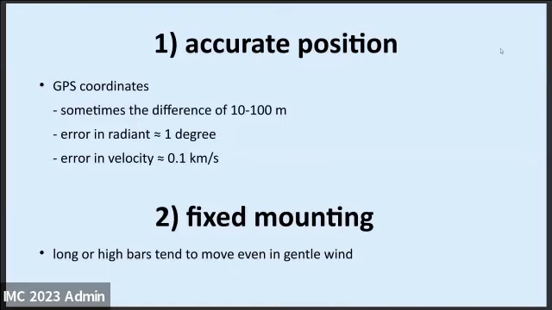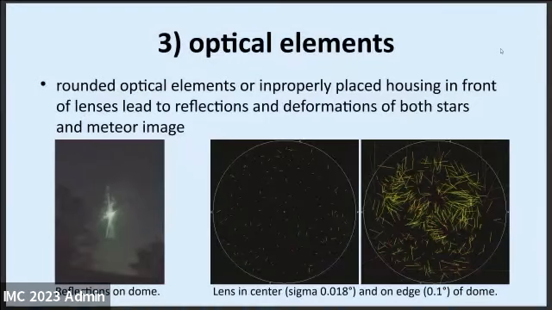So we have to replace these mountings, and we also saw and tried to measure records where the camera was shaking, probably because it was placed on some long or high bar or pillar or something like this. So even in a gentle wind, the camera is shaking, and these records cannot be used. Other things are rounded optical elements or improperly placed housing in front of the lens.